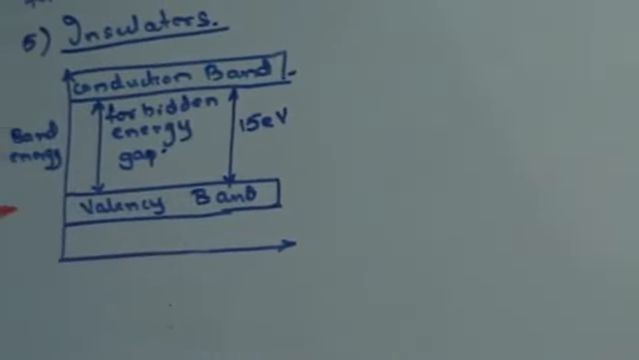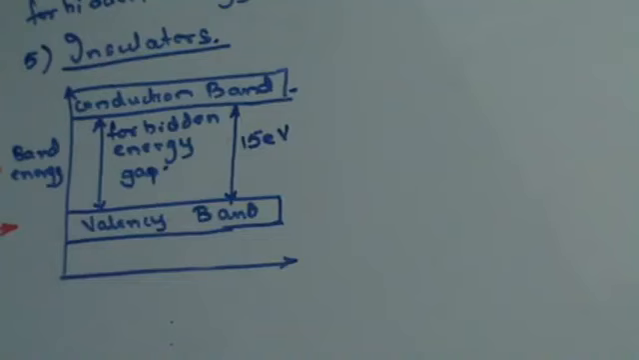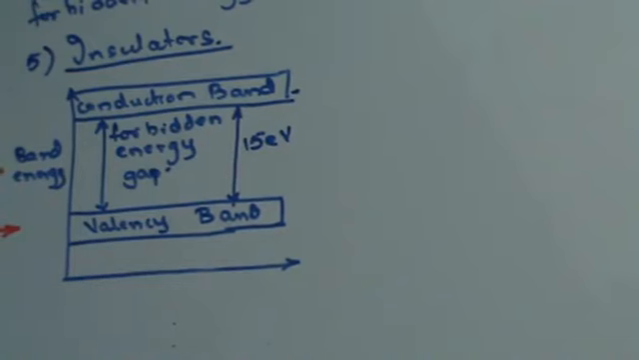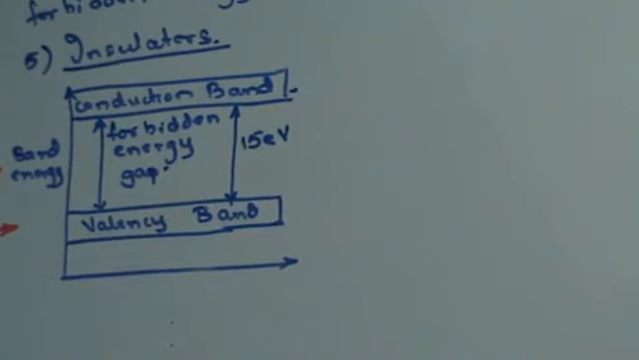So what are insulators? Insulators are those substances which do not allow the flow of electric current in them, right? In terms of energy band, their valency band is completely filled at 0 degree Kelvin, while their conduction band is completely empty at 0 degree Kelvin. Since their conduction band is completely empty, they do not have any free electrons. And since they do not have any free electrons, they obviously cannot conduct any current, right?